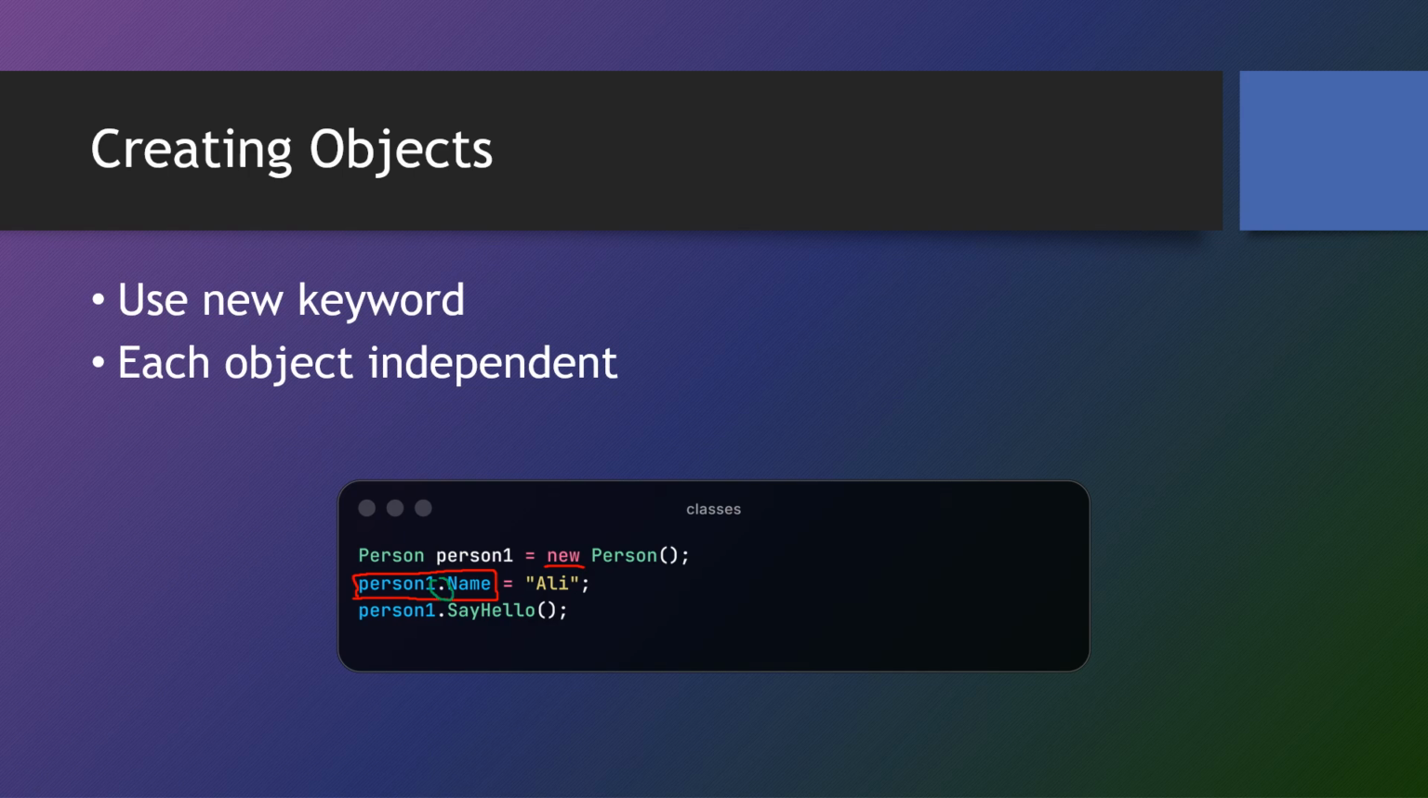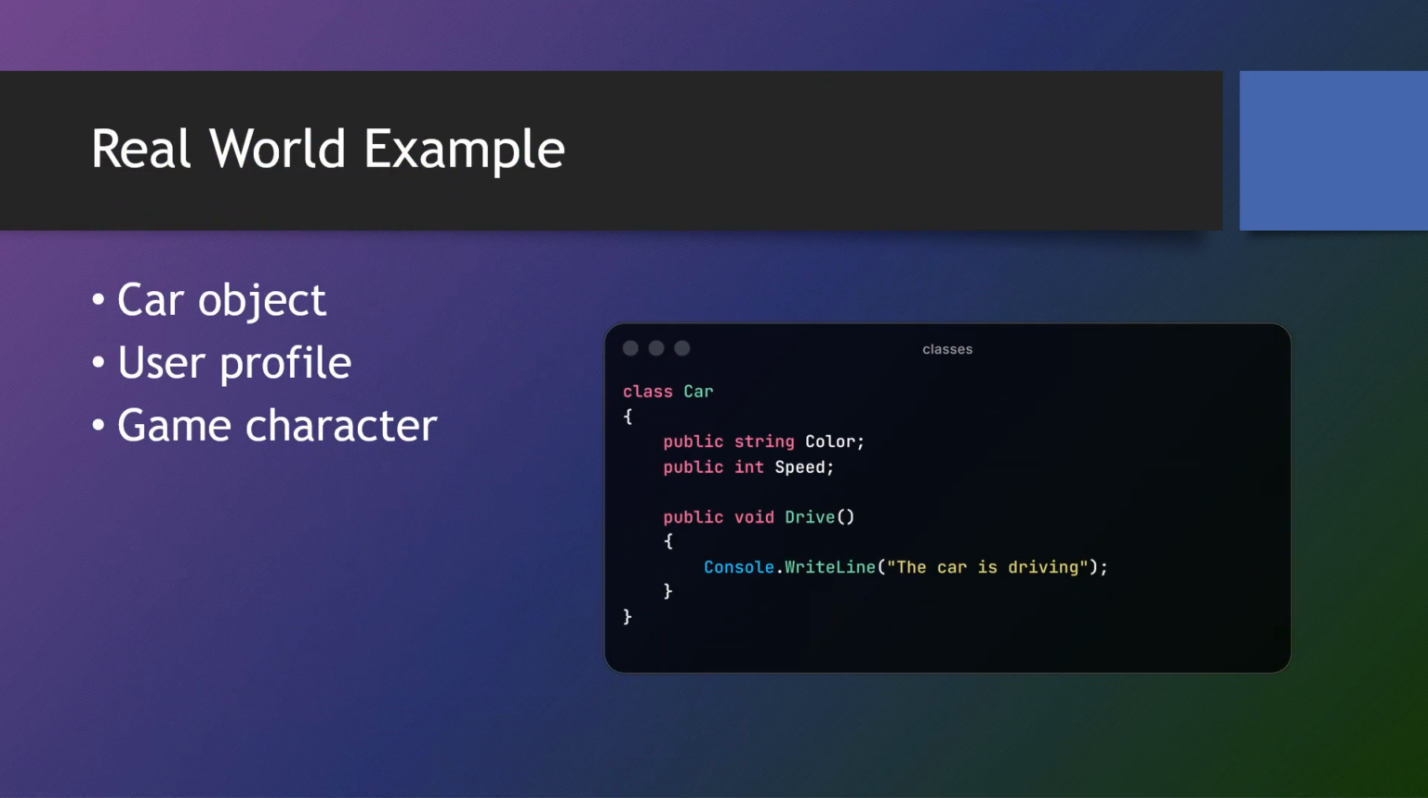Real-world example, car object. Imagine a car class. The class defines speed, color, engine status. Each car object represents a different car. One might be red and fast. Another might be blue and slow. Same class, different objects. This pattern is everywhere in software.